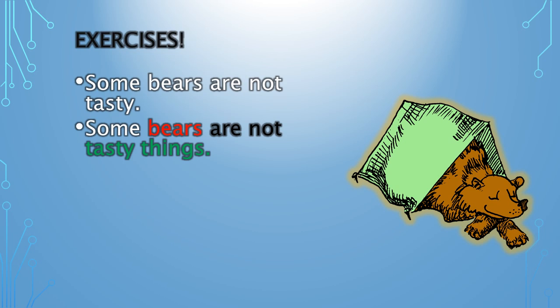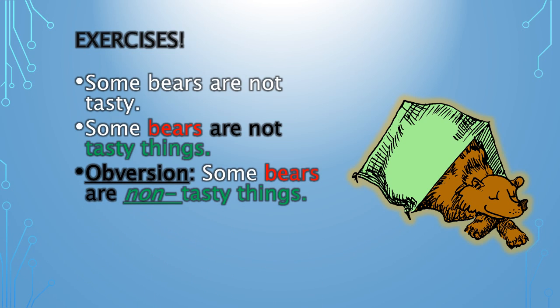All right, first up is obversion. We're going to change the copula here, and then we're going to put a non onto the category of tasty things so that we designate the complement of the predicate class. And when you do that, that was pretty straightforward. Some bears are non-tasty things.